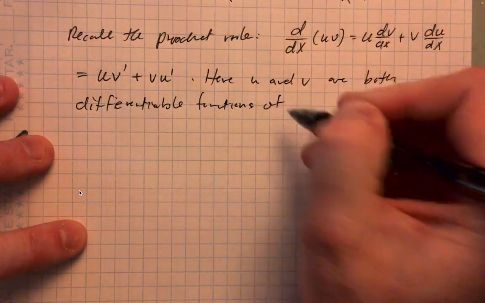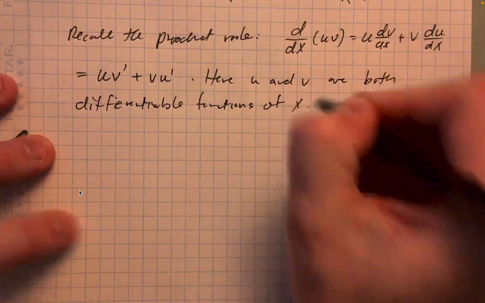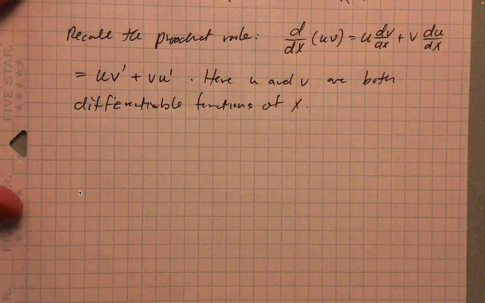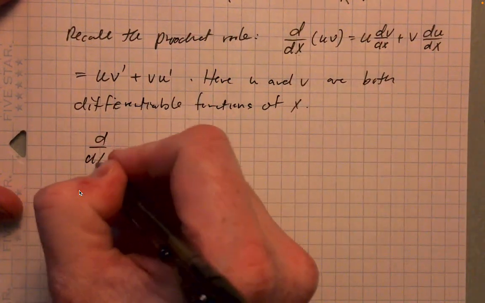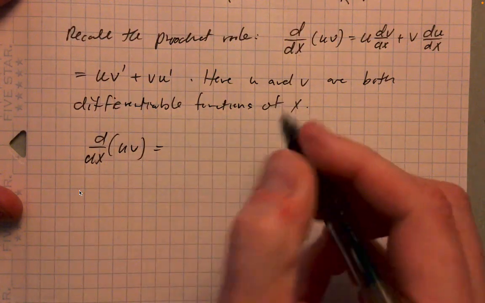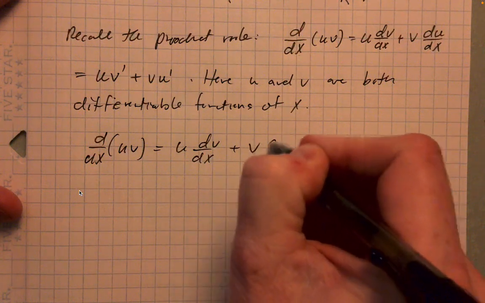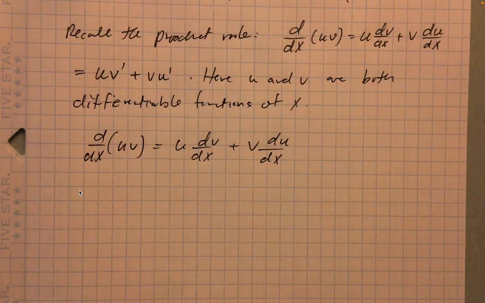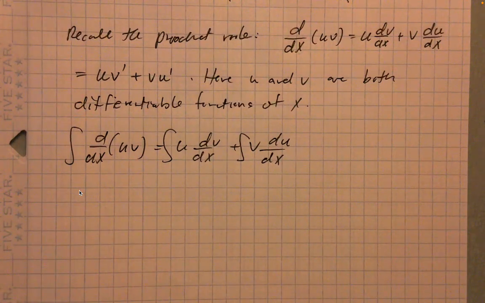That just means that the derivative with respect to x exists for both u and v. So if we start with this, d/dx of uv equals u dv/dx plus v du/dx, and if I integrate both sides with respect to x, what happens?